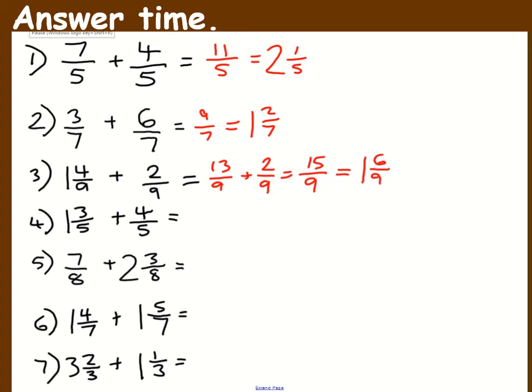Can we simplify it? There's a common factor between 6 and 9. What goes into both 6 and 9? That's right, 3. So we've still got our whole one. How many times does 3 go into 6? Twice. How many times does 3 go into 9? 3 times. So we've got 1 and 2/3. Are we alright? Can we simplify it any further? No, we can't. Okay, good stuff.